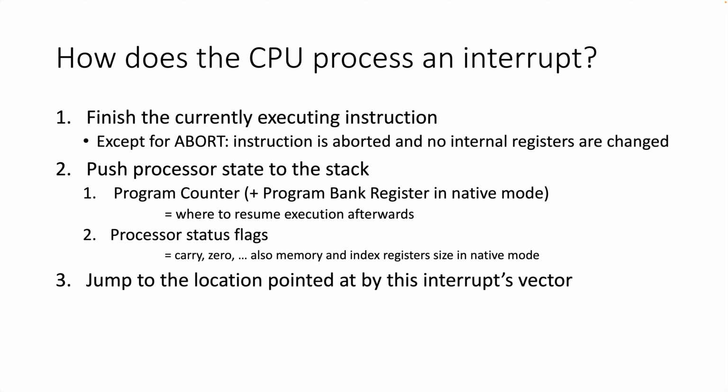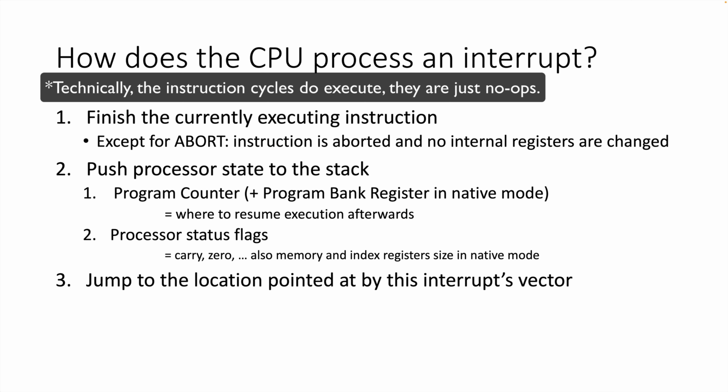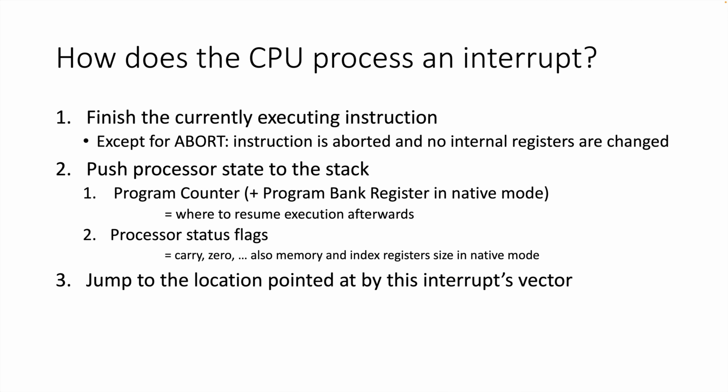So how does the CPU process an interrupt? The first thing it does is finish the currently executing instruction, so an interrupt will not execute in the middle of an instruction, except for abort, of course, where the instruction is aborted and no internal registers are changed. The second thing is it will push the processor state to the stack, so it will save the program counter, eventually with the program bank register if we're running in native mode, and that's to signify where to resume execution after executing the interrupt. And it will also push the processor status flags.